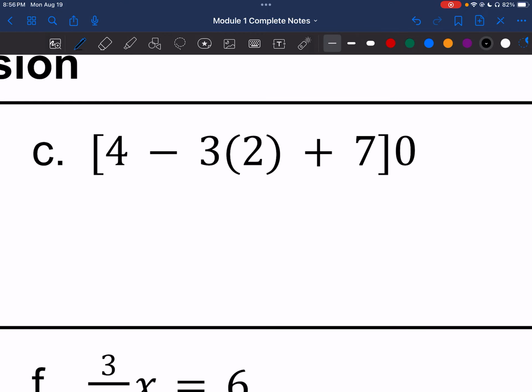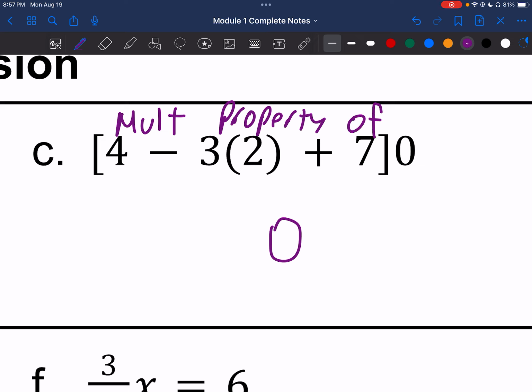All right, so now we have one that I can just shortcut here because we could do 3 times 2 is 6, 4 minus 6 is -2, plus 7 is 5, but we're all multiplying by 0, so our value is going to be 0. So that's the multiplicative property of 0. So anything times 0 is going to be equal to 0.